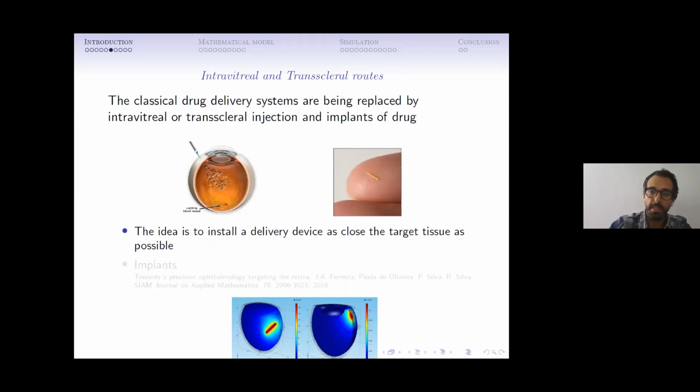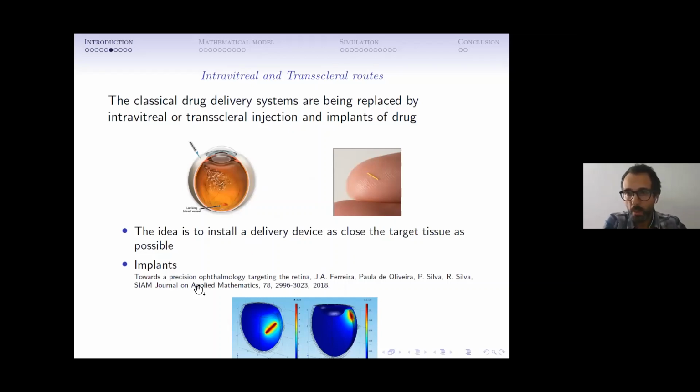About implants, we published in the SIAM Journal in 2018 one work related to implants. We considered biodegradable implants. As we can see in this picture, the Ozurdex implant is an example that we considered. This implant is put inside the vitreous, and we studied the difference between this type of implant and an implant that is put in contact with the sclera.